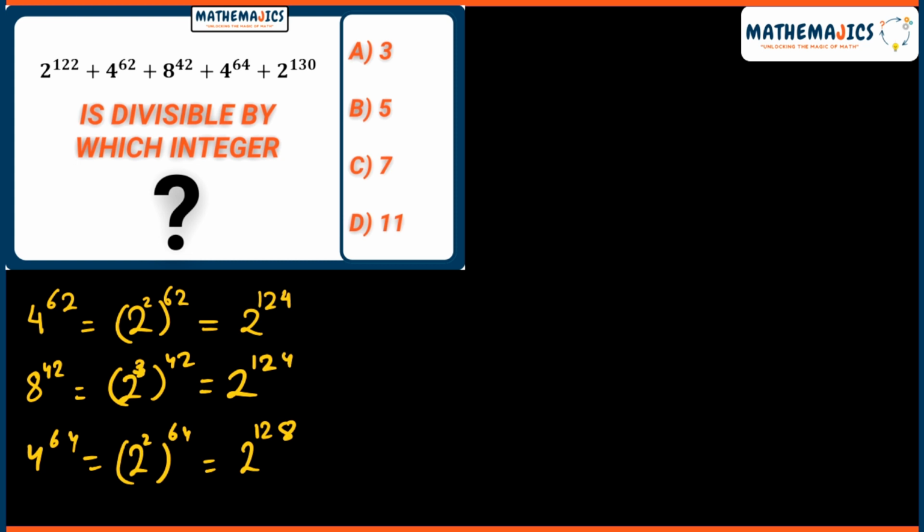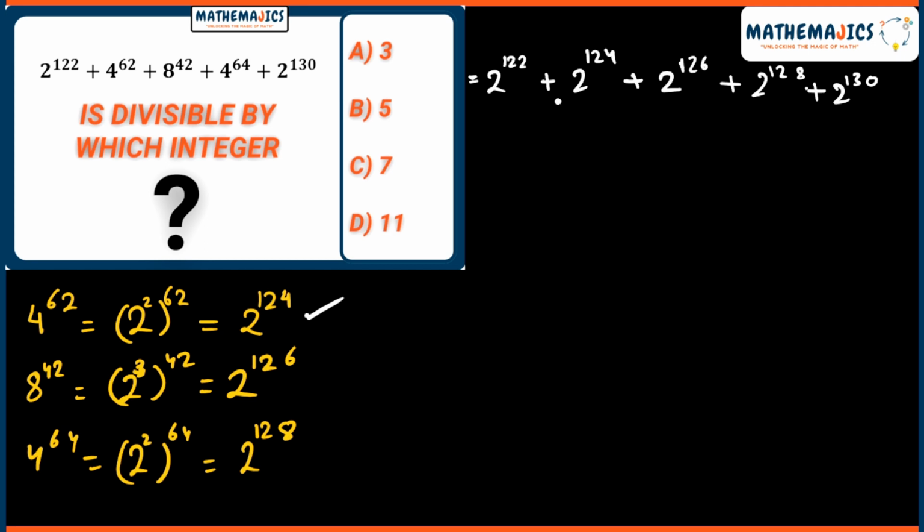Now, let's rewrite the whole expression. We can write it as 2 raised to power 122 plus second term, 2 raised to power 124. Third term, we can write it as 2 raised to power, sorry, this is 126. I think I have not written it correctly. This is 126. Okay. So this is 126. 2 raised to power 126 plus 2 raised to power 128. And the last term is 2 raised to power 130. Correct? Now it's like a GP, geometric progression.